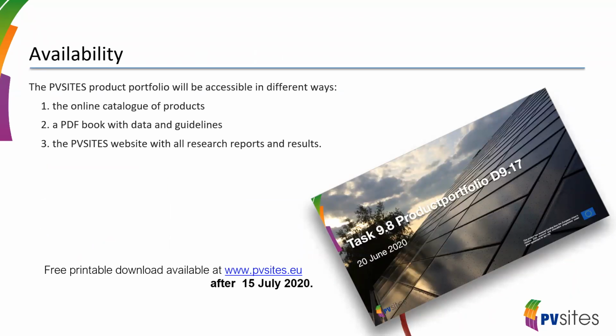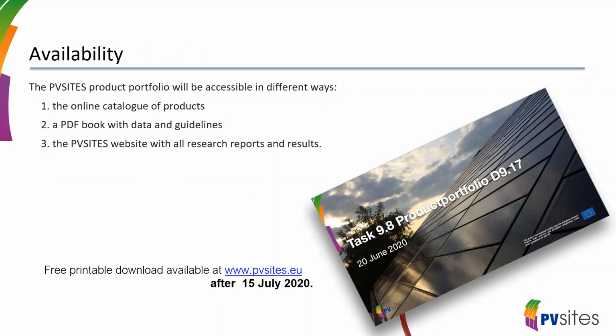one of the tasks in the project is the development of a product portfolio. What you see here is actually the deliverable, deliverable 9.17. There's a lot of deliverables, as you can imagine. And what it does actually is this product portfolio is actually translated into the eCarport, so the online catalog.